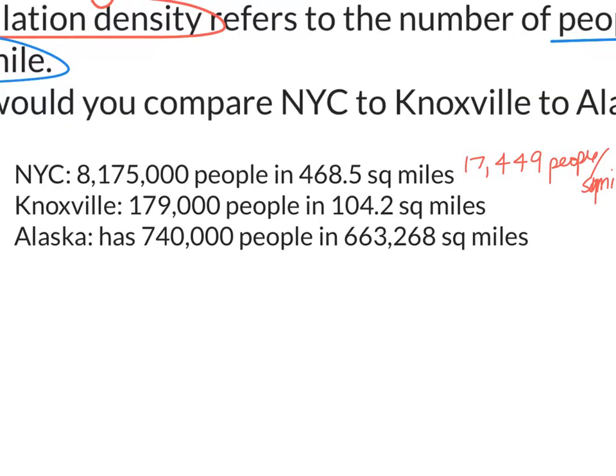All right, so Knoxville, we're going to do the same thing. We're going to divide the number of people by the number of square miles. All of this is division. So take a second with your calculator. You can use your phone and calculate the population densities for those other two.